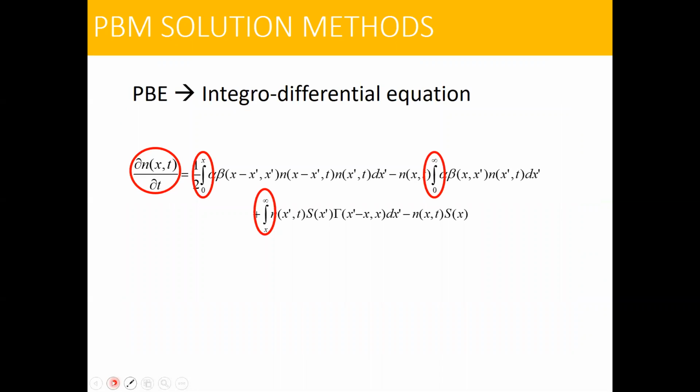We have seen that the population balance equation is generally an integro-differential equation. Therefore, several numerical methods have been proposed and used to solve the population balance equation. Let's start.